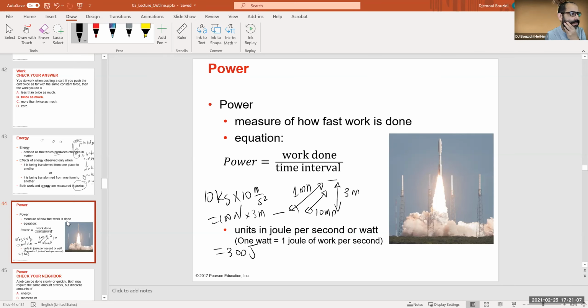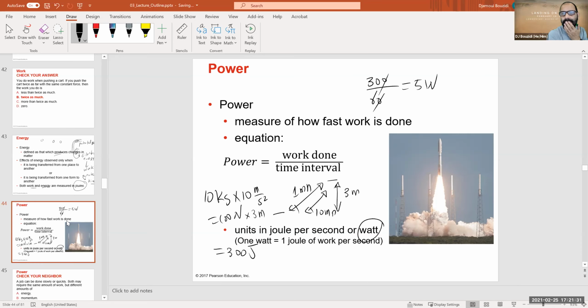I would think Andrea, because she did the same amount of work faster. Faster with less time. Okay. As a matter of fact, I can tell you what her power is. It's going to be 300 divided by 1 minute, which is 60 seconds, and that's going to be 5 watts. So she's doing it in 5 watts. That's the unit for power. So it uses the watt in here.